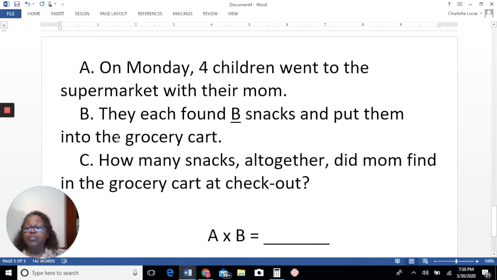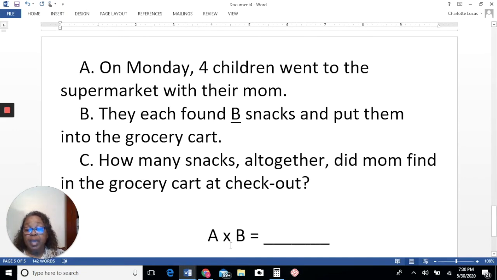The second part of it is they each found B snacks. Well, we don't know what B is yet. We're going to have that as our variable of the unknown and put them into the grocery cart. How many snacks altogether did the mom find in the grocery cart at checkout? So that would be the solution.